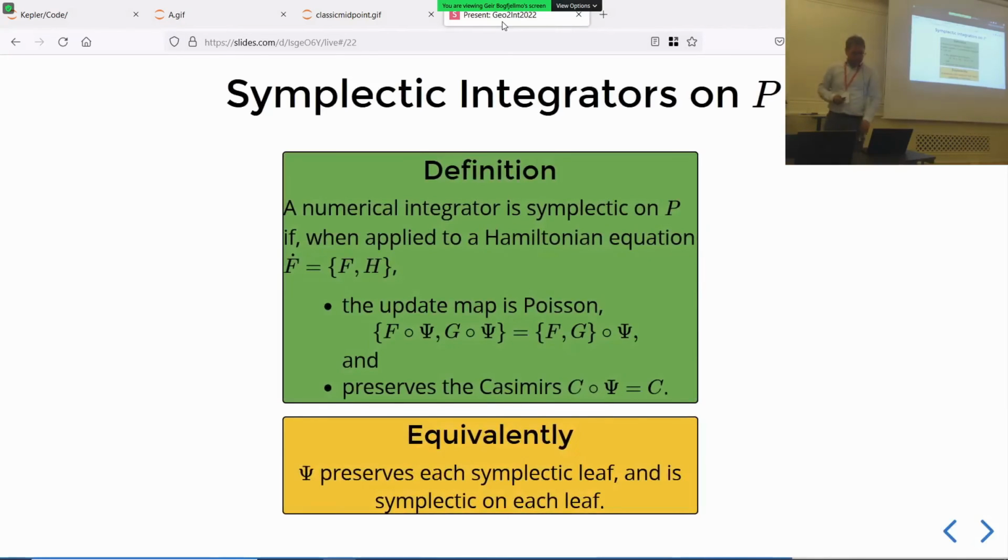So yeah, now we have the dynamics and symplectic integration on a Poisson manifold. I think I've alluded to it. It's somewhat complicated because if you want to have the same properties as symplectic integrators, you need both that the map is Poisson and that it preserves the Casimirs. You can also say they need to preserve each symplectic leaf, and it has to be a symplectic integrator on each leaf.